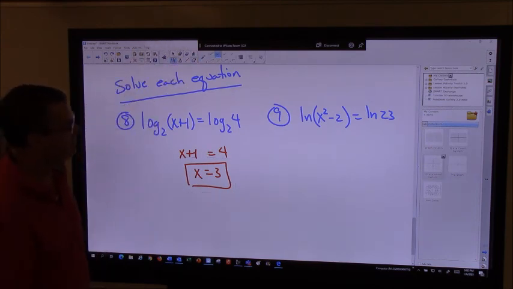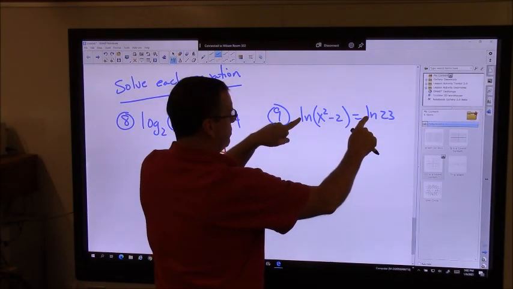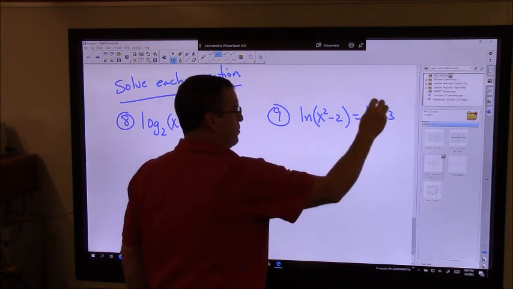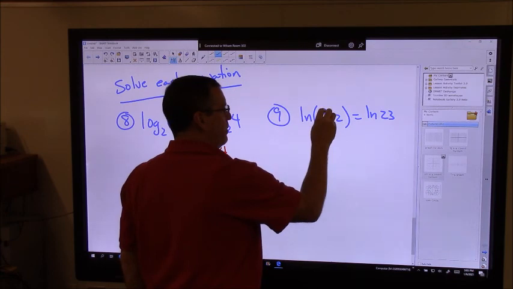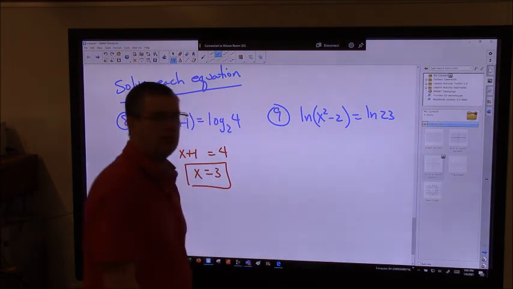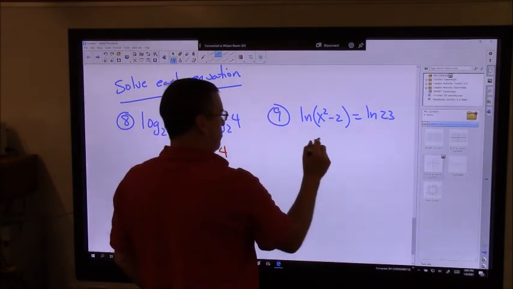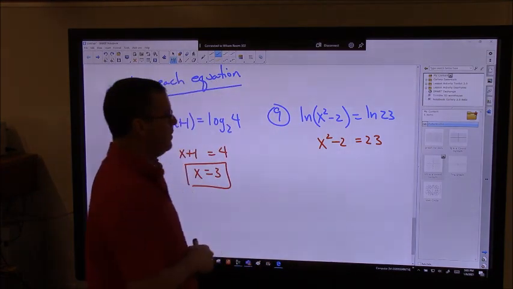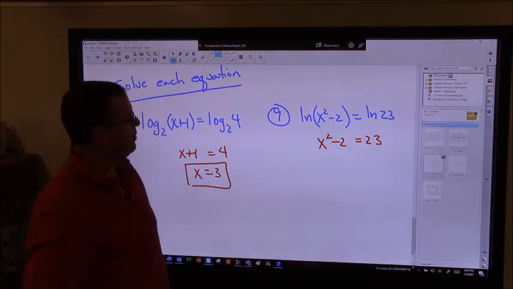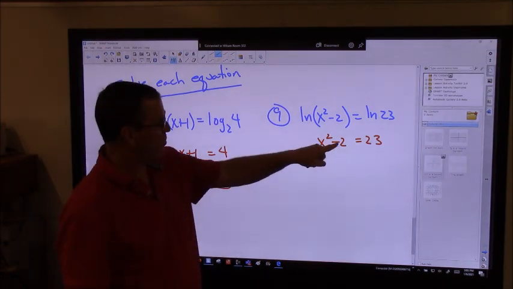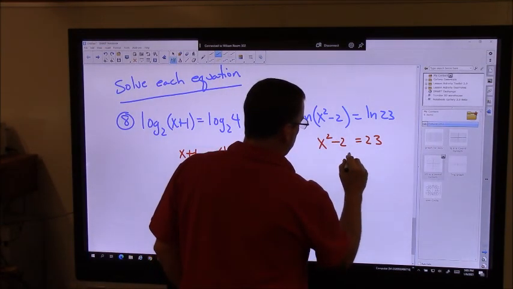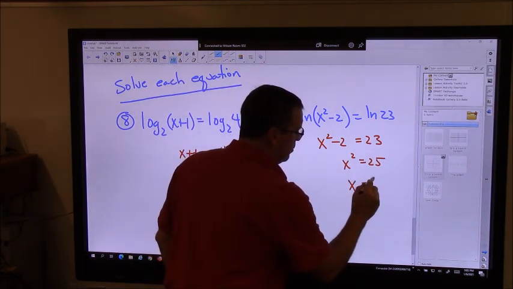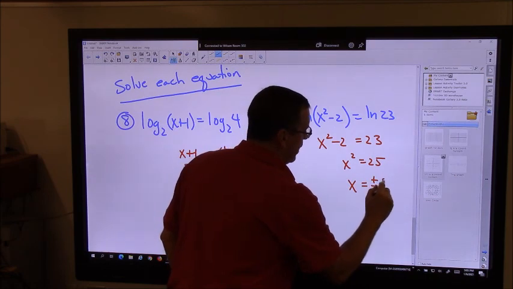Let's try this next one. I'm taking the natural log of both sides, and I'm getting answers that are equal. So the only way that happens is if I do natural log of 23 here and natural log of 23 here. So this has to equal 23. So x squared minus 2 has to equal 23. I could solve this by factoring if I want, but because that's the only x, I could just move this over here and say x squared equals 25. Now take the square root, which means x equals plus or minus 5.